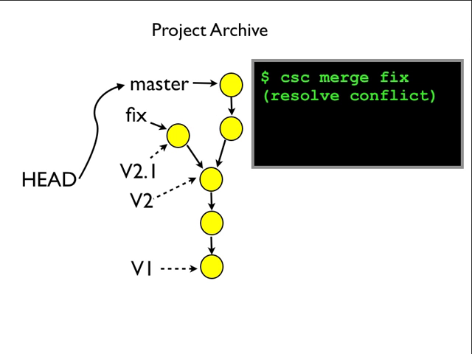Now, all these changes are put into our working area, not into the archive itself. That allows you to resolve conflicts and make any changes you want to do before we make a final commit. Once the conflicts are resolved, we're ready to do that. We create a new snapshot.